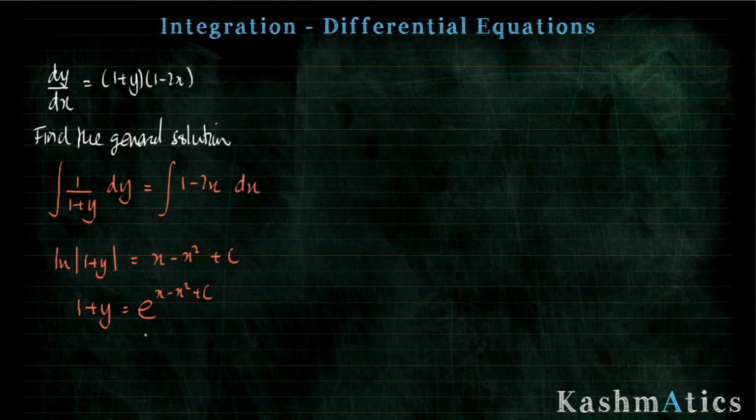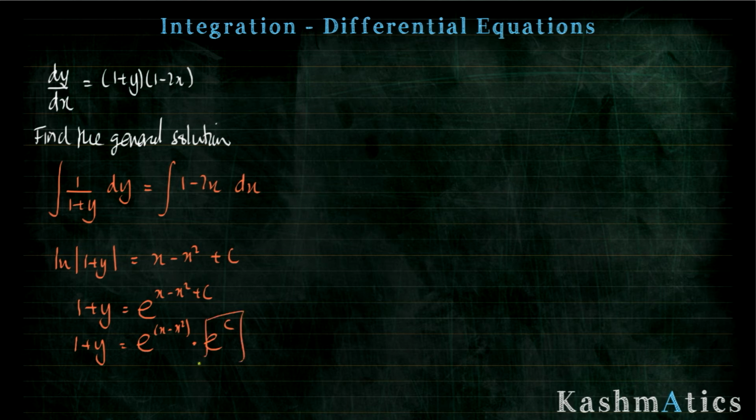When you multiply powers of the same number, you add powers. And when you divide powers of the same number, you subtract powers. And what I'm going to focus on is this power that's being added here, this plus c. So what this actually means is this is 1 plus y equals e to the power x minus x squared multiplied by e to the power c.